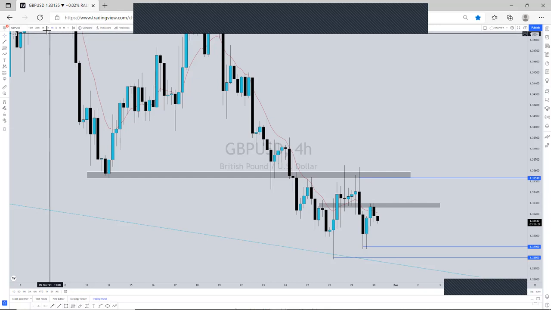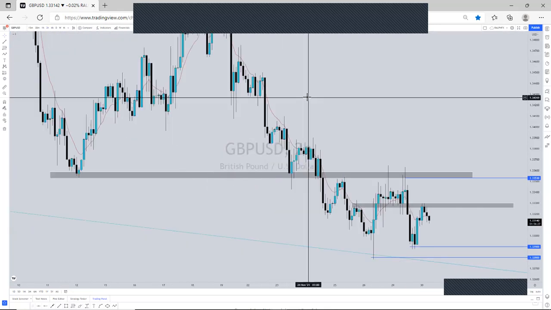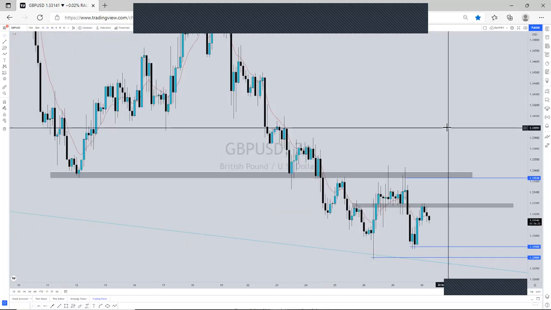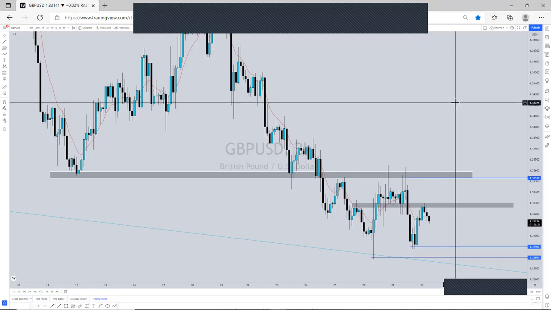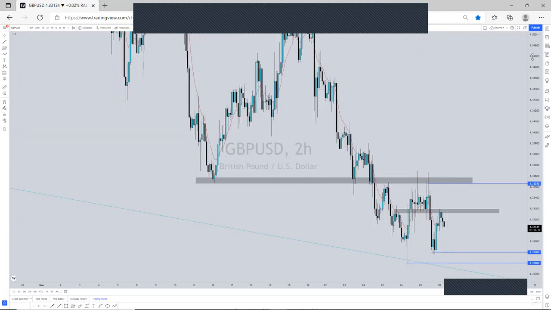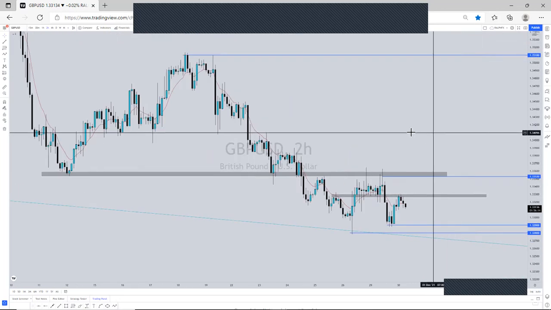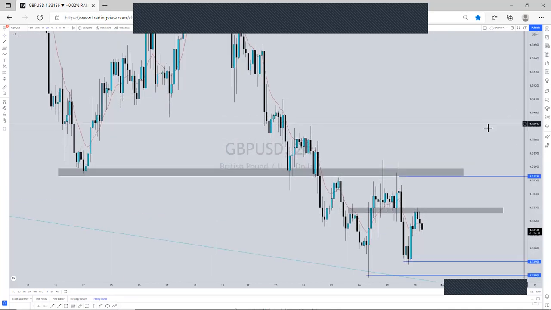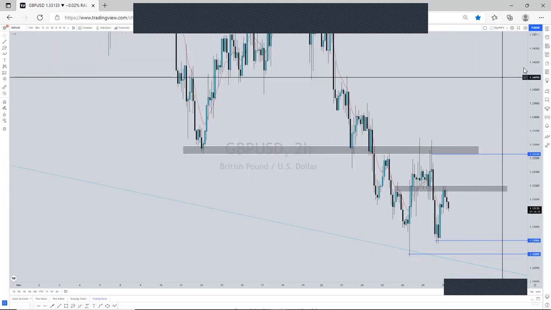But let's dissect it technically, and then we'll go over some brief fundamental things that we should consider. Some little fundamental events that we should consider, right? So let's look at GBP/USD and let's break it down, right? Let's break it down as simple as we can.